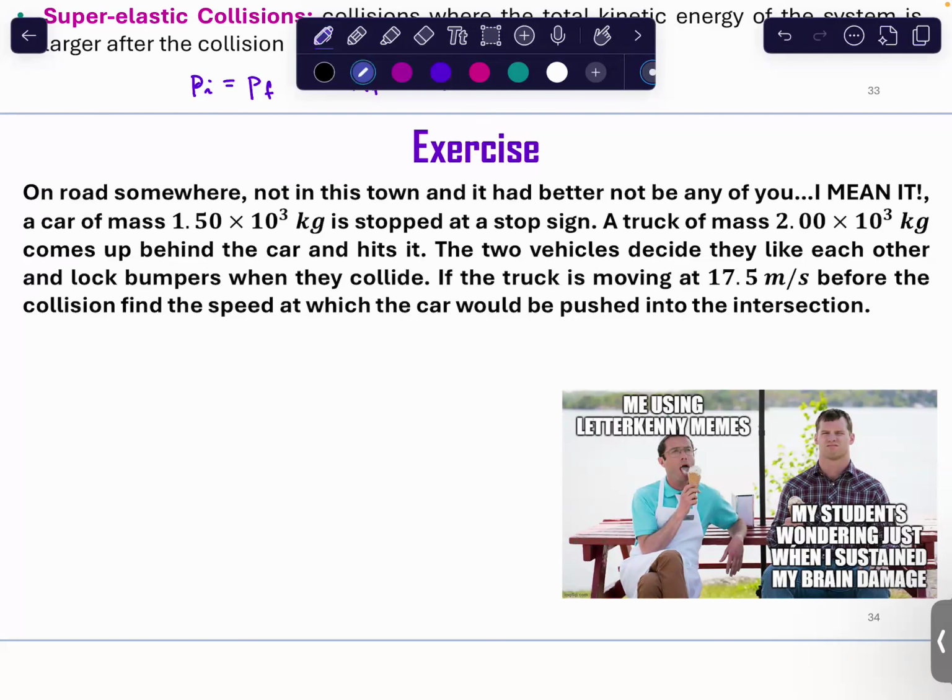So let's kind of look at this. So let's say we have the truck, call it mass 1.